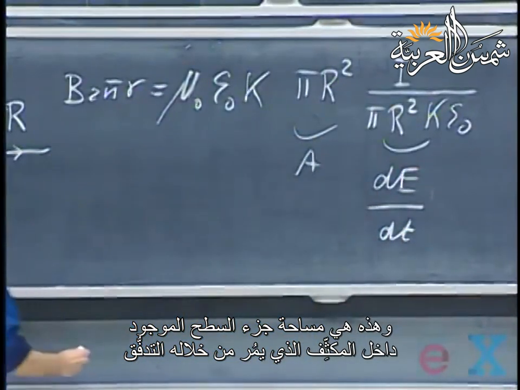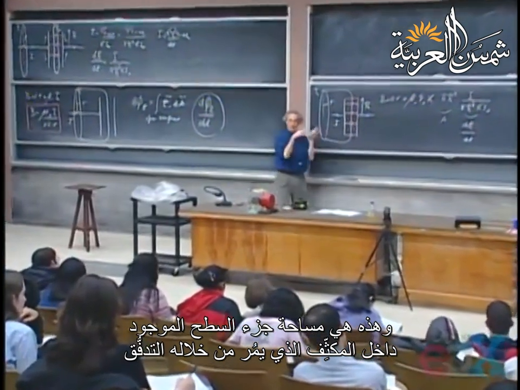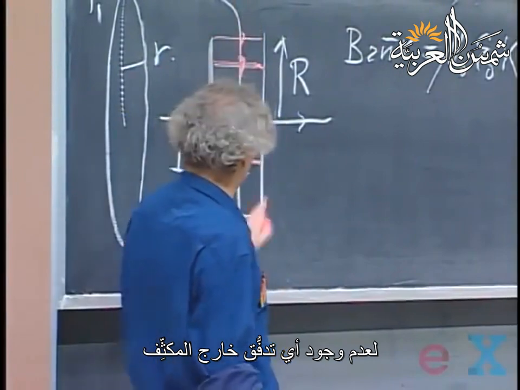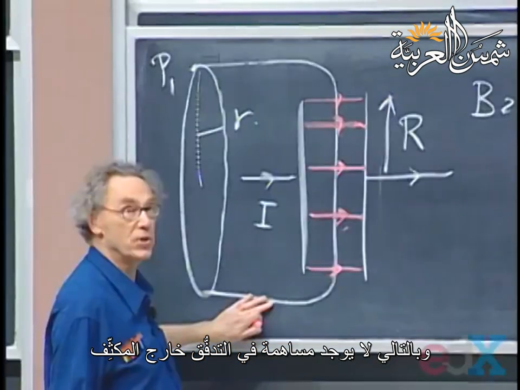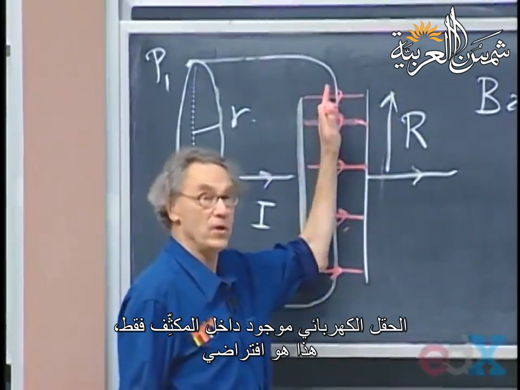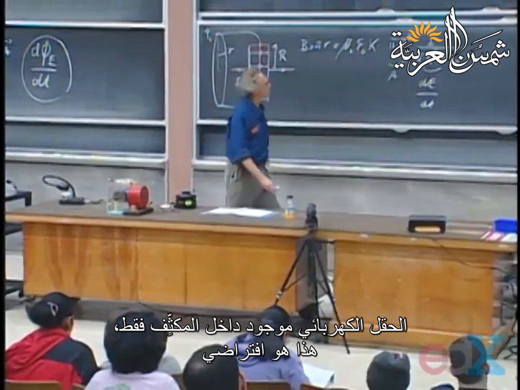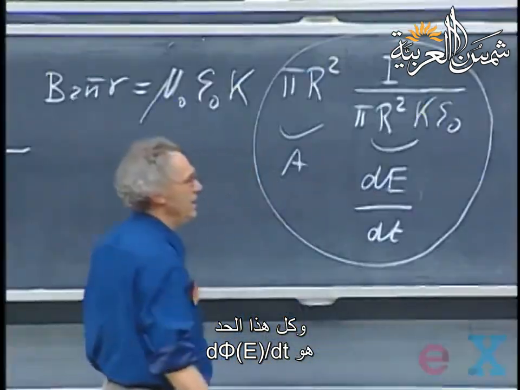So this is the area A, and this is the dE/dt, and this is the area of the part inside the capacitor that has a flux going through it. Because outside here, there is no flux going through there. So there's no contribution. There's no contribution here either. The electric field is only existent there. That's my assumption. And so the whole thing here is now d phi E dt.